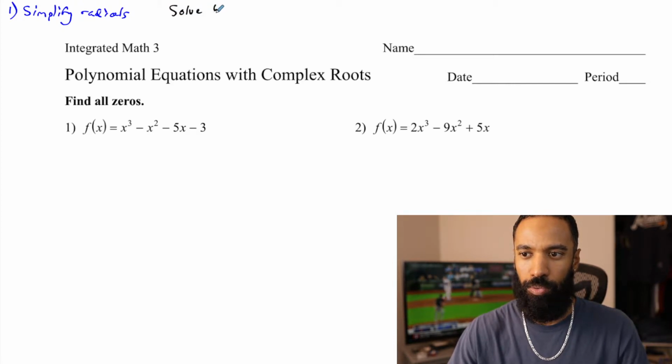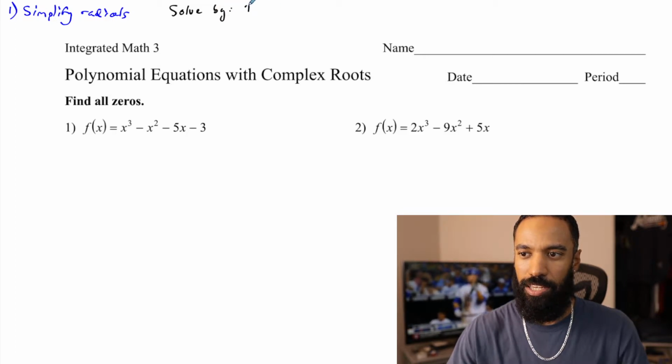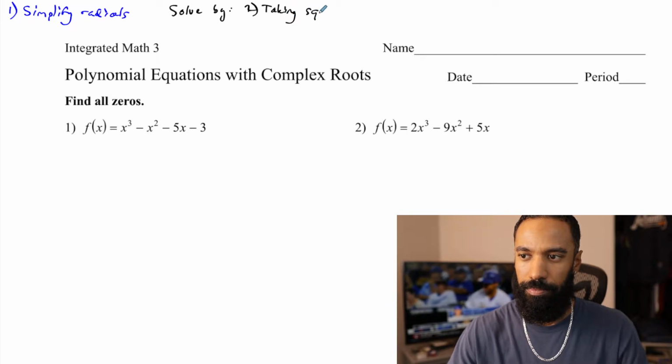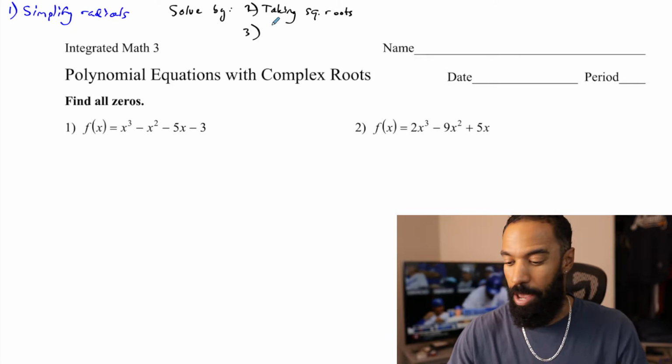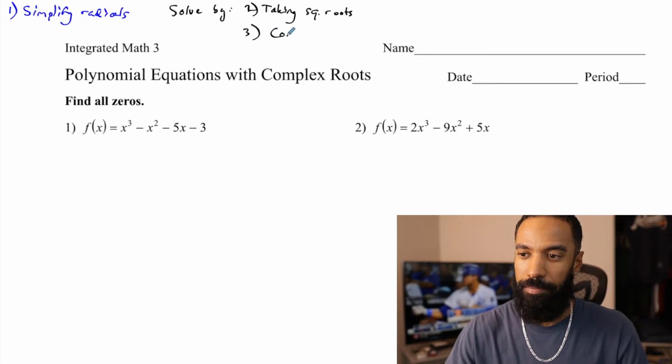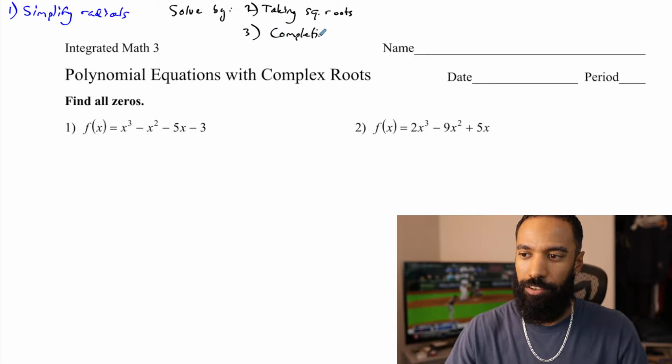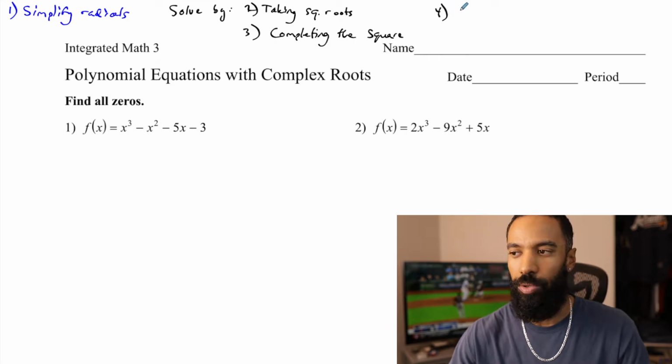and then this is like 2, 3, and 4. Taking square roots in general. Sorry about the handwriting. It's a sign of things to come, perhaps. Completing the square and quadratic formula. Now, quadratic formula is something I'm going to do. Oh, and then also by factoring, but we've been doing factoring a bunch.